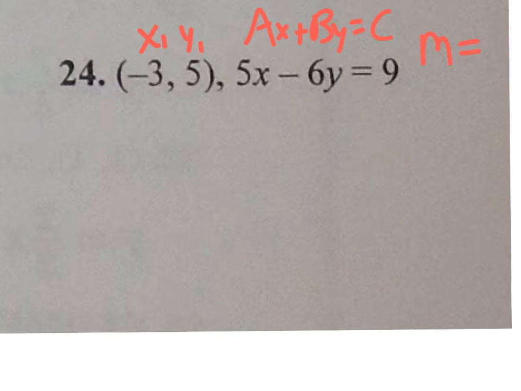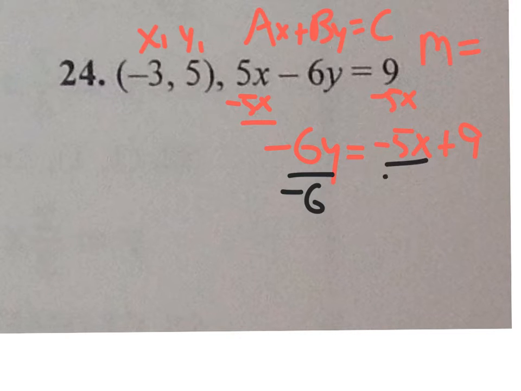So let's get y by itself. I'm going to subtract 5x and subtract 5x. I'm going to have a negative 6y equals negative 5x plus 9. Red's kind of hard to see up there. Let me change colors. I want to divide by negative 6, divide by negative 6, and divide by negative 6.